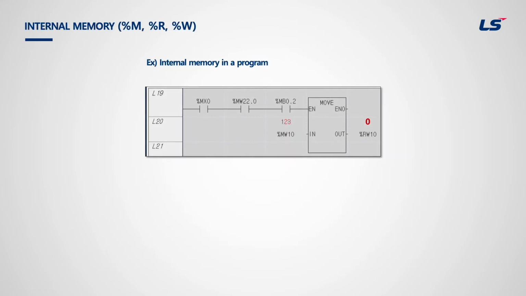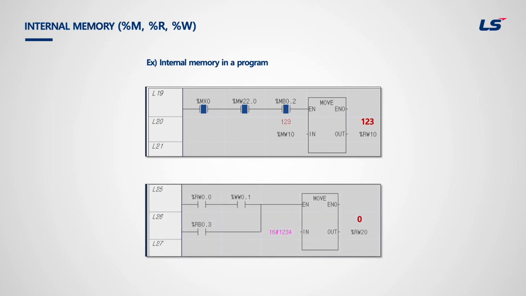This is an example of scan program using internal memory. As it's shown in the example, it expresses bit using word or byte. Function move works like copy and paste. In the upper example, when all three contacts are on, data in MW10 is copied to RW10 by move function. The next example shows move function has hexadecimal 1234 for input. When contacts are on, this hexadecimal value is copied to RW20.